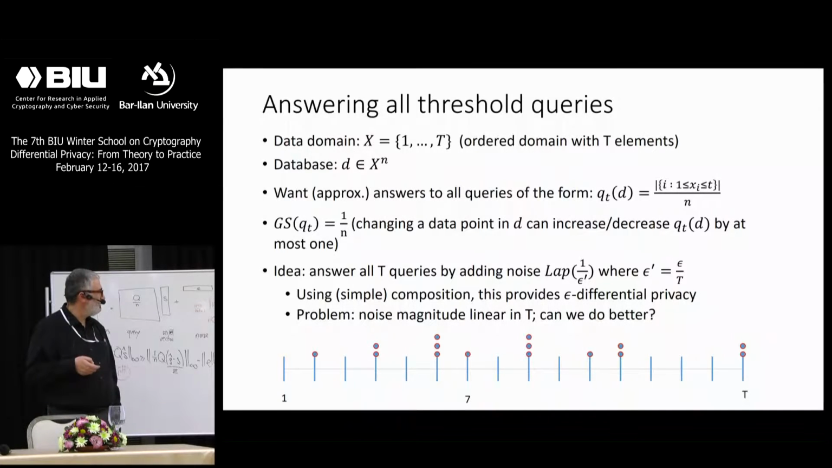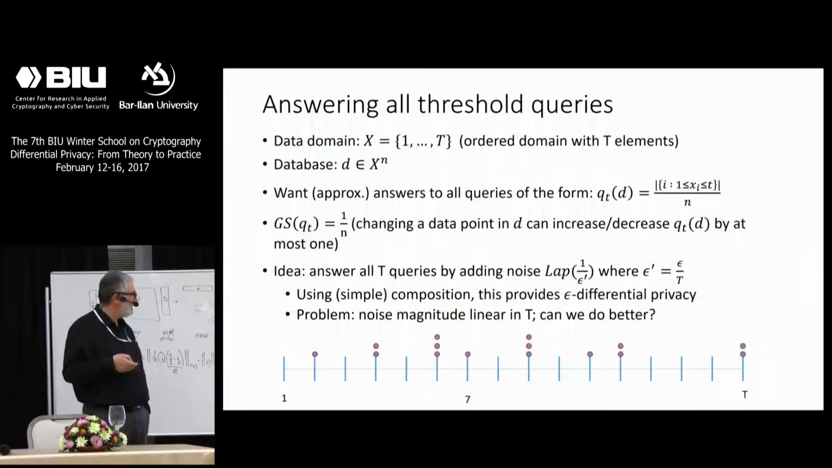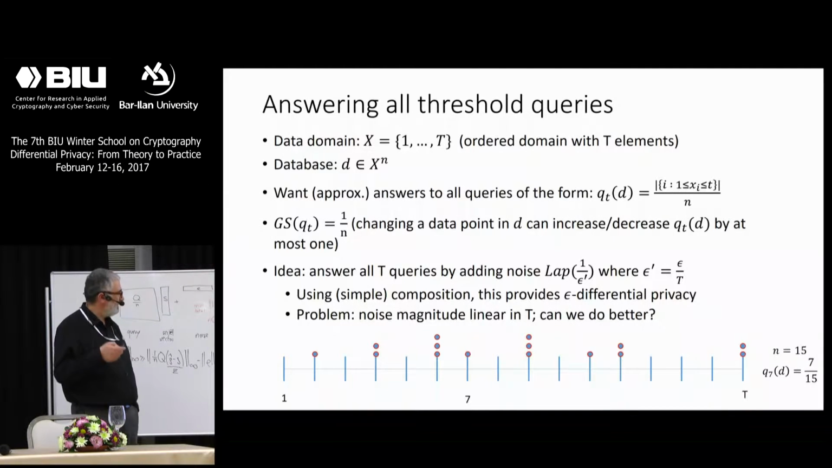Just as an example, suppose this is our data set, and here we have 15 points, if I counted correctly. This query Q7 returns 7 over 15, because if you count the number of points that have value 7 or lower, I think there are 7 such points.